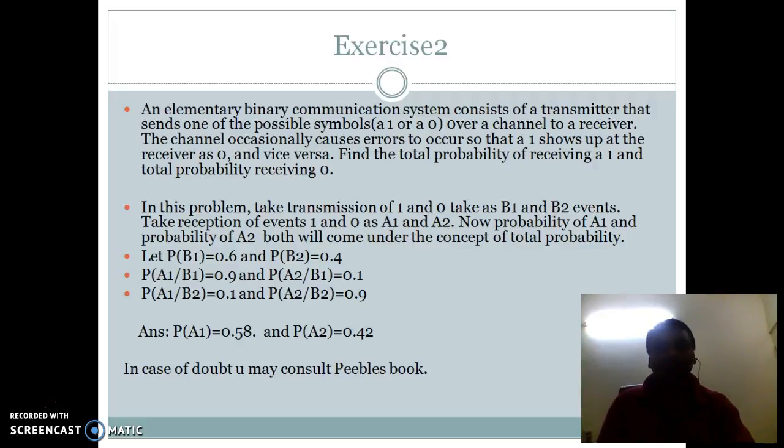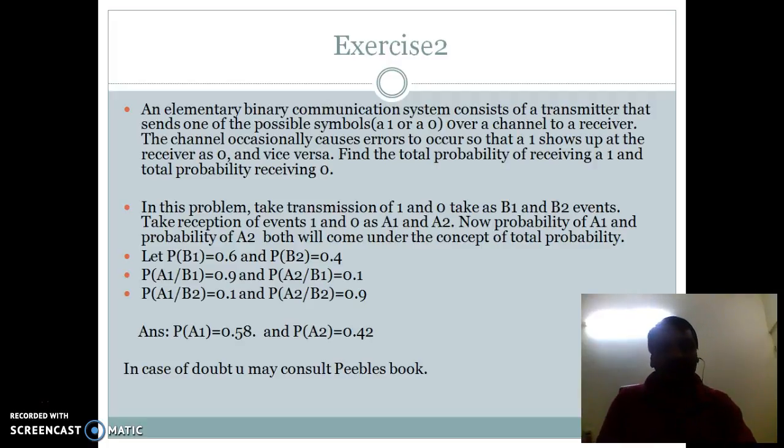In this problem, take transmission of 1 and 0 as B1 and B2 events. Take reception of 1 and 0 as A1 and A2 events. Now probability of A1 and probability of A2 both will come under the concept of total probability. Given, let P of B1 be 0.6 and P of B2 be 0.4. Let P of A1 given B1 be equal to 0.9 and P of A2 given B1 be equal to 0.1. P of A1 given B2 is equal to 0.1 and P of A2 given B2 is equal to 0.9.